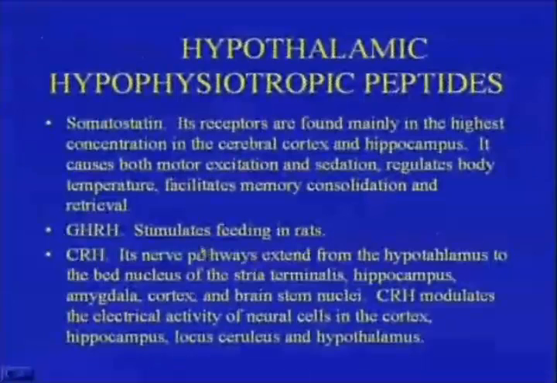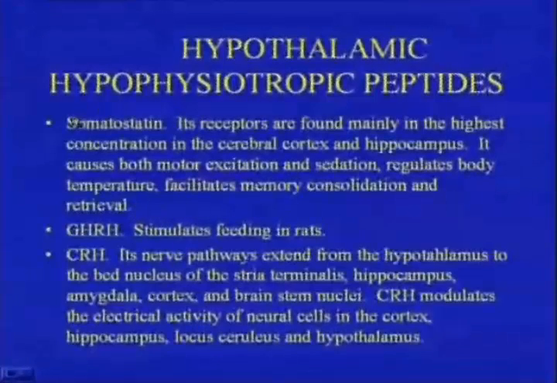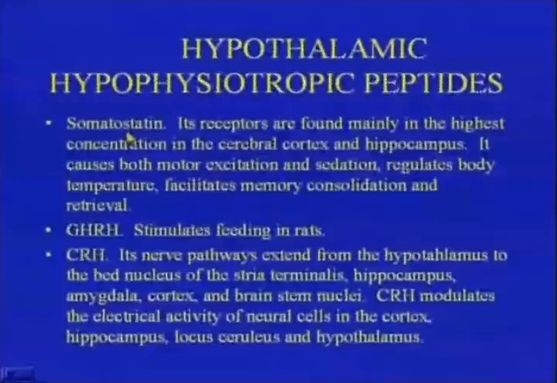And the list goes on, and this is mostly from the table, so I'm just going to quickly go through it. Somatostatin, the receptors are found mainly in the highest concentration in the cerebral cortex and the hippocampus. It changes both motor excitation and sedation, regulates body temperature, facilitates memory consolidation and retrieval. So this somatostatin that inhibits growth hormone secretion, growth hormone promotes metabolism and stability of the organism.